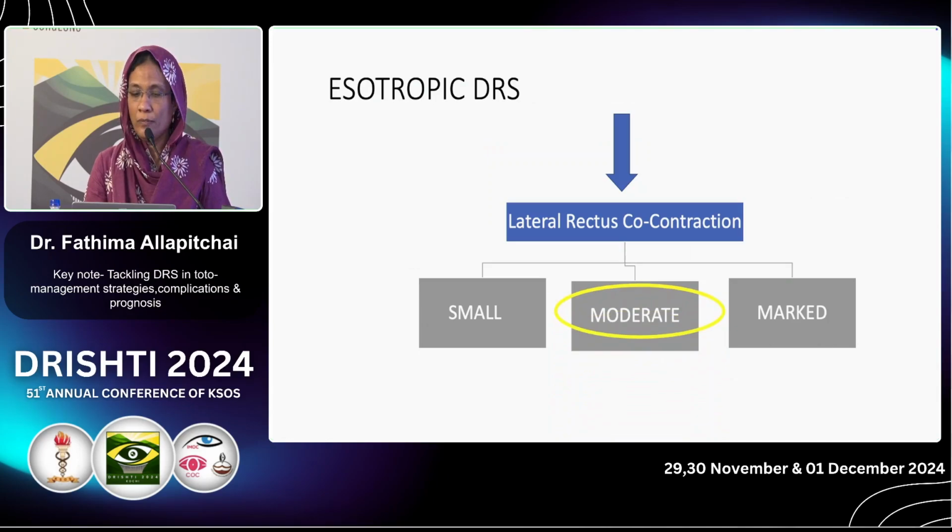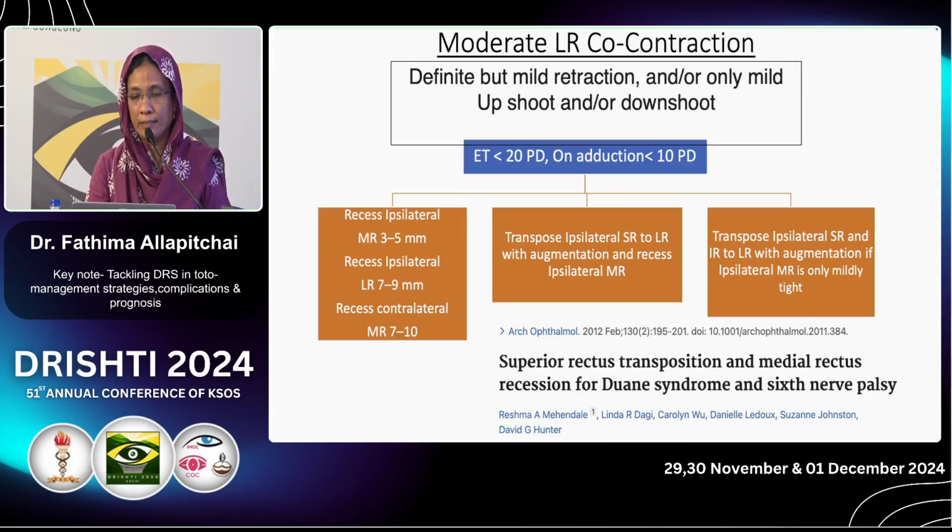So what to do if the lateral rectus co-contraction is moderate? Then, if you want to correct ESO more, you can go for 3 muscle surgery, bilateral medial rectus as well as ipsilateral lateral rectus recession. And also you can go for superior rectus transposition to lateral rectus. This is the one published by Dr. David Hunter, where he gives very good result.